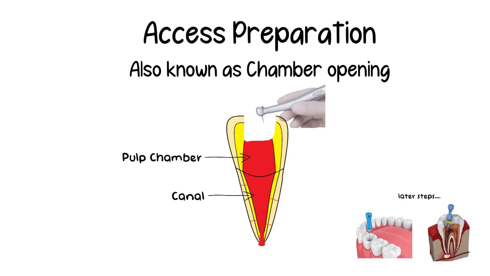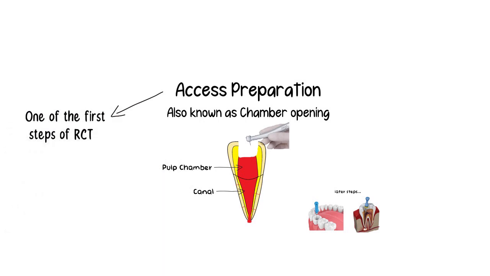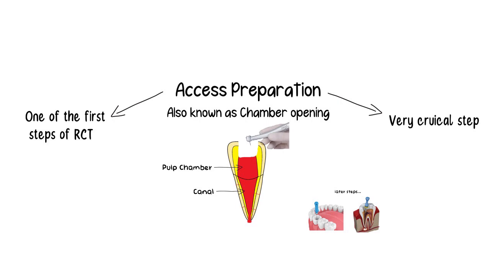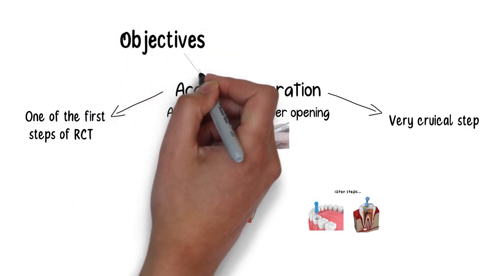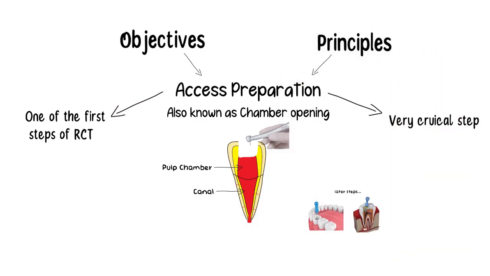Access preparation is one of the first and one of the most crucial steps of a root canal treatment. And according to many dentists, this step decides the entirety of the treatment. Without proper access preparation, the following steps of the RCT will suffer greatly. So we will be discussing the four objectives and also the four important principles of access preparation.